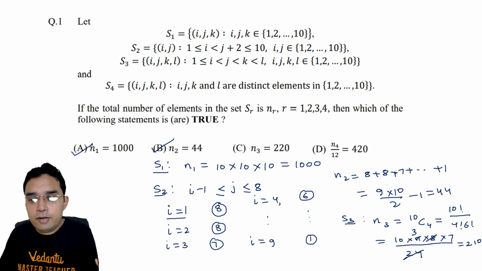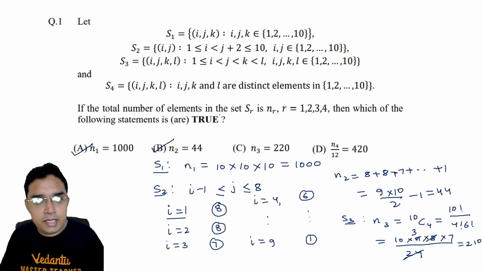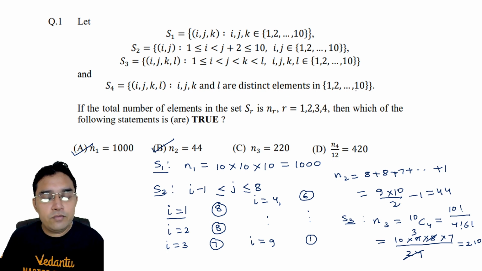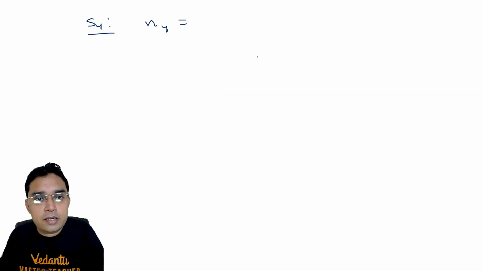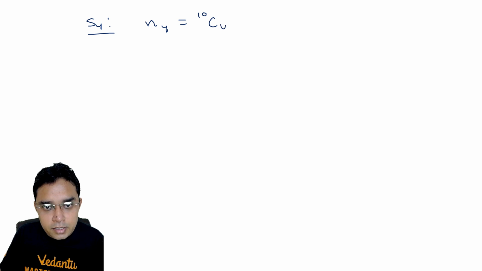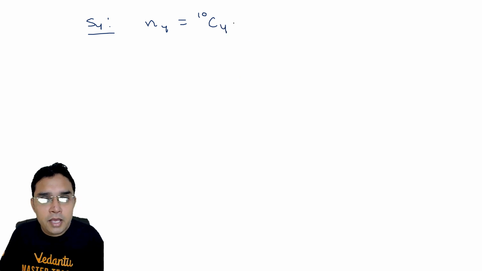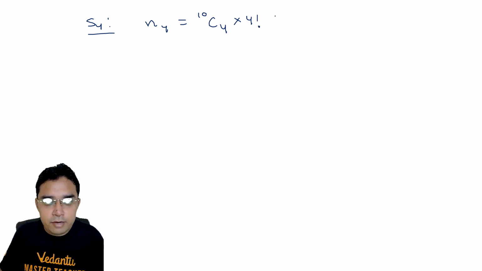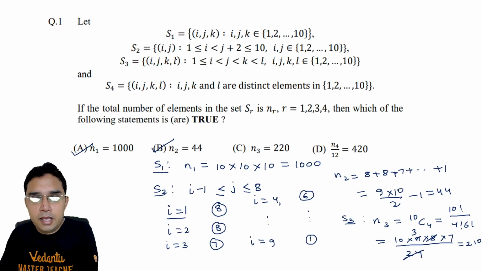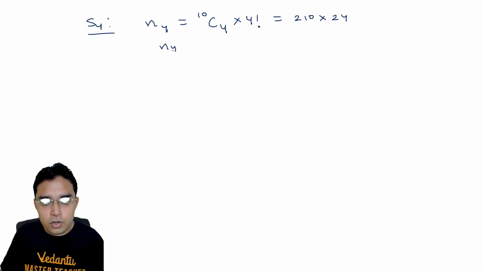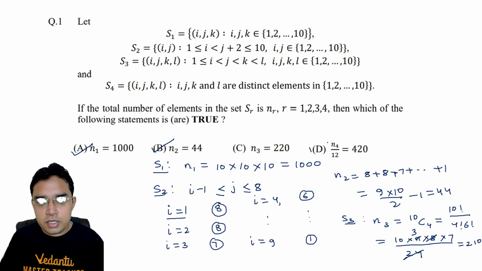Okay, now this n4. If I go to S4, the number of elements in this S4 will be, because here they are saying i, j, k, l are distinct elements in 1 to 10, we have to select 4 elements from these 10 and we have to arrange them. So into 4 factorial. So that is it for this n4. So it will be 210 into 24. But they are asking n4 upon 12. So n4 upon 12 will be equal to 420. So the answer for this question is D also.